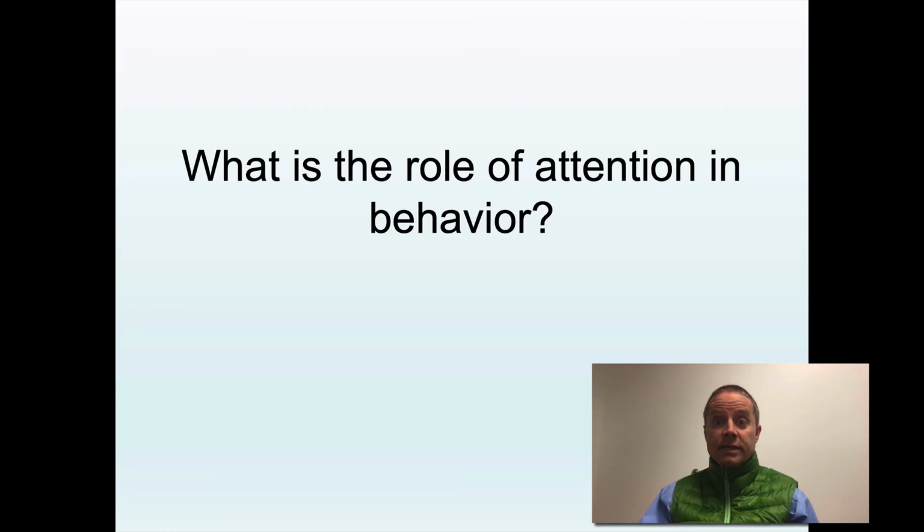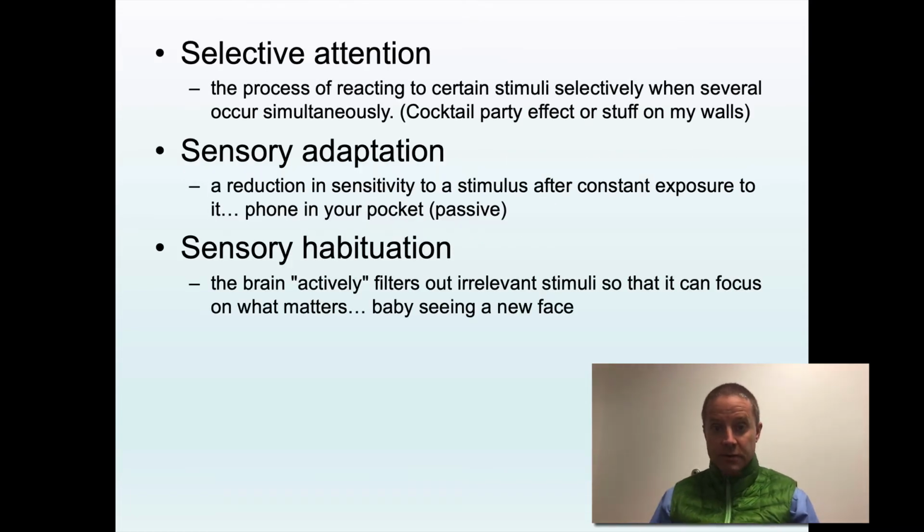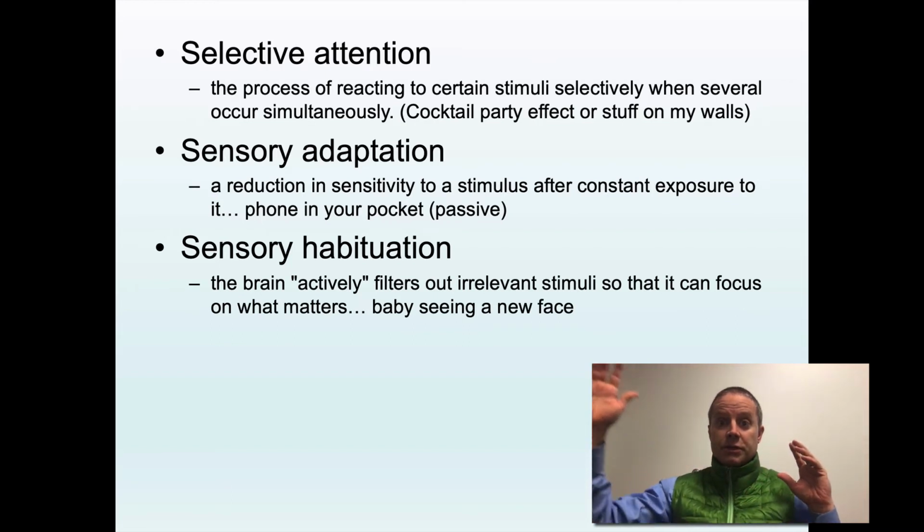What is the role of attention in behavior? There are three things that come up under this category. The first is called selective attention. Selective attention is the idea that if there are a lot of stimuli, like in your visual field, or maybe auditory, but we'll use a visual example, you only tune into a few things. You select certain stimuli to attend to. Like right now, you're attending to the screen, but all around you there are other stimuli that you're tuning out. You're not concerned with the painting on the wall or people walking by. You're just zeroed in on the screen.